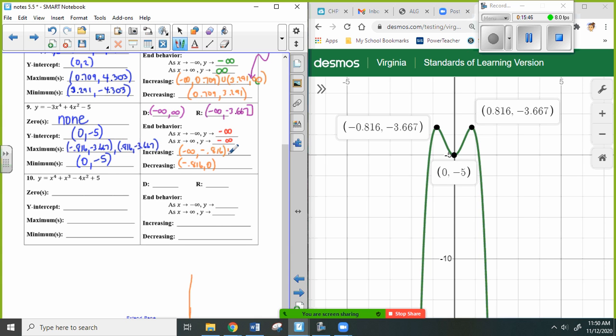Then we're going to increase again from that minimum to the next maximum. Make sure you're using the x values. And then last but not least, we're going to decrease. So we start at the maximum and we go to the right forever. So we need a positive infinity. Okay? Any questions?